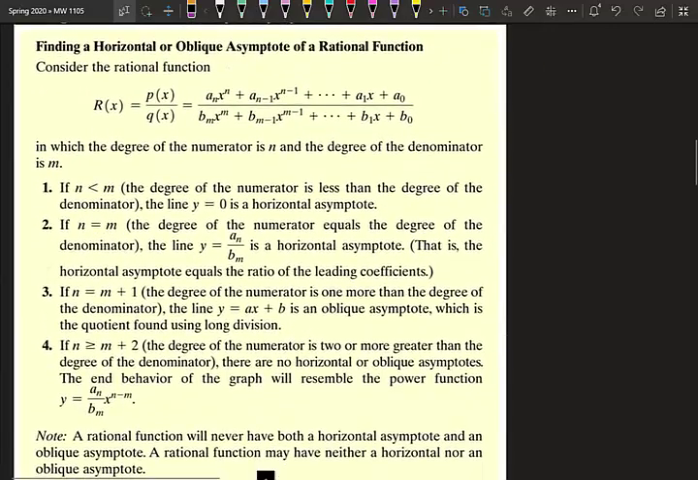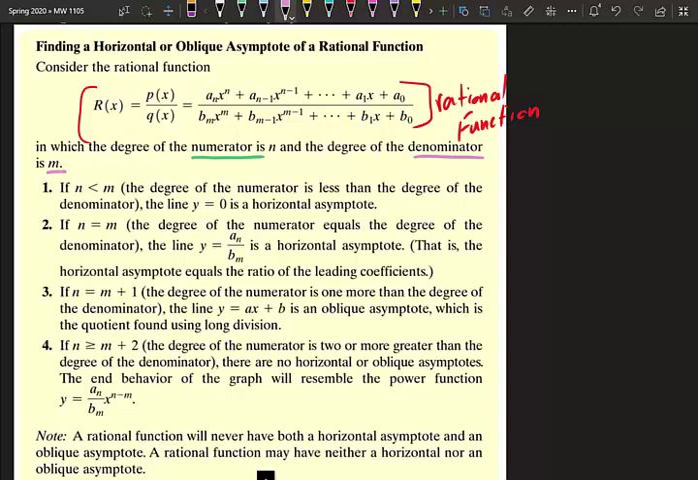All right, so all this is saying is that we have a rational function. So if you have the rational function, you can figure out stuff about the asymptotes. The degree of the numerator is called n. The degree of the denominator is called m. So property or rule 1. If the degree of the numerator is less than the degree of the denominator, the line y equals 0 is a horizontal asymptote. So if the degree on the top is less than the degree on the bottom, your horizontal asymptote is y equals 0.